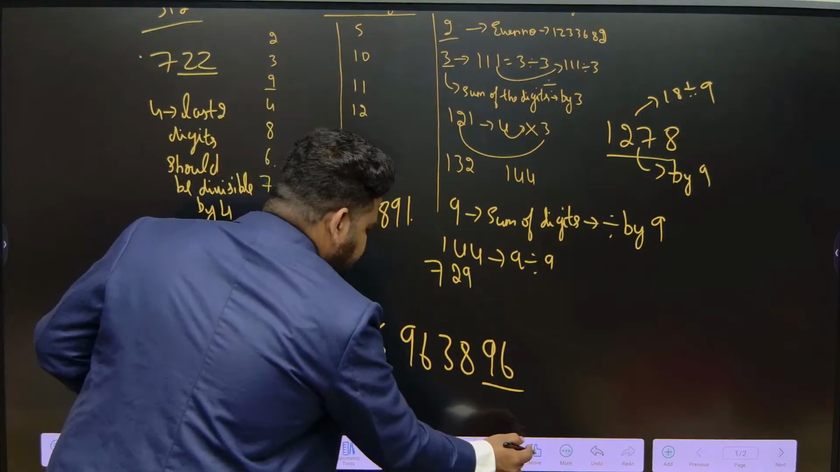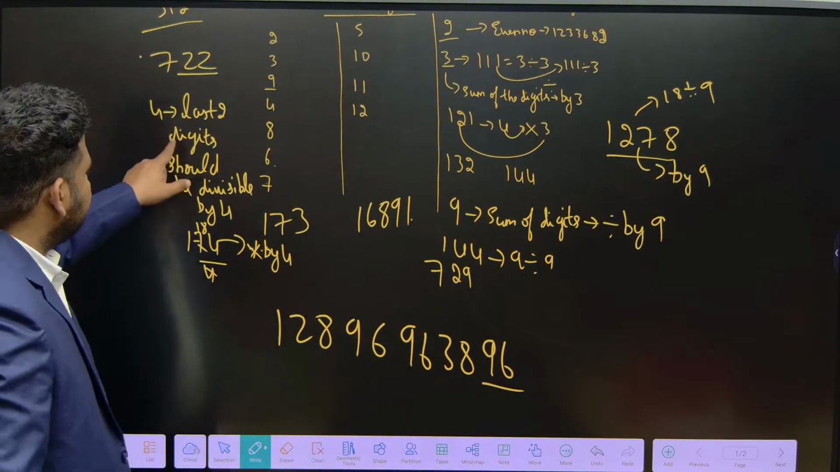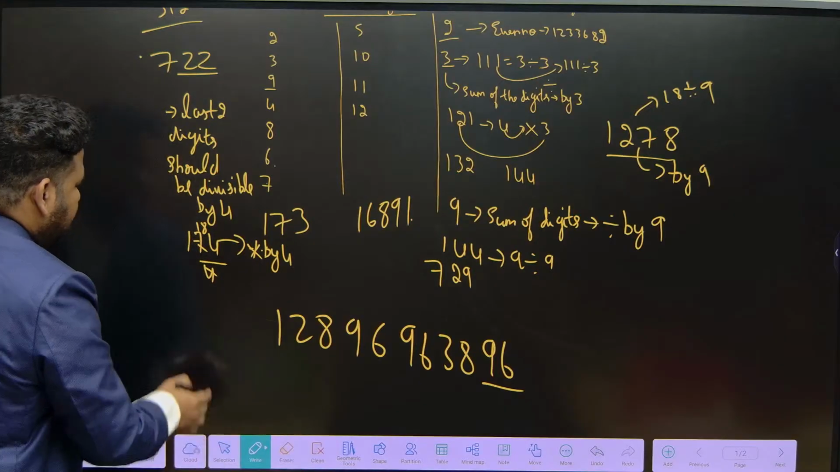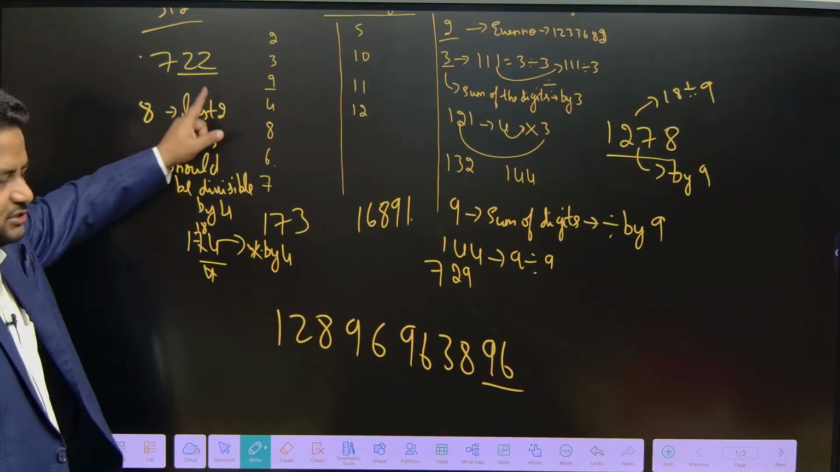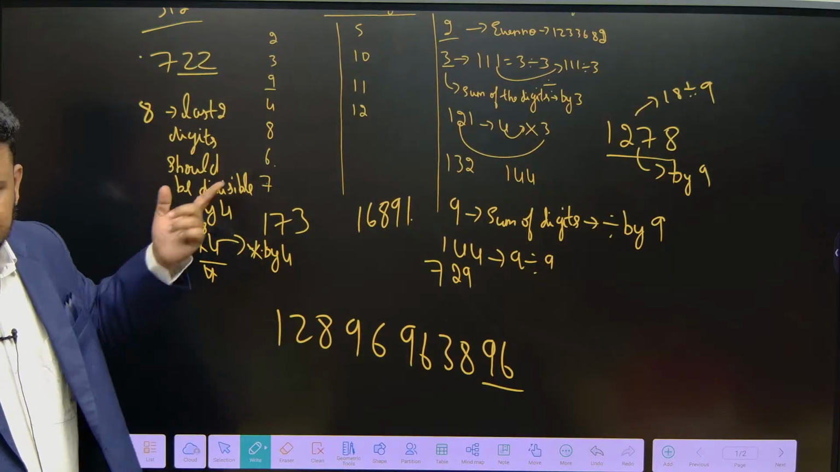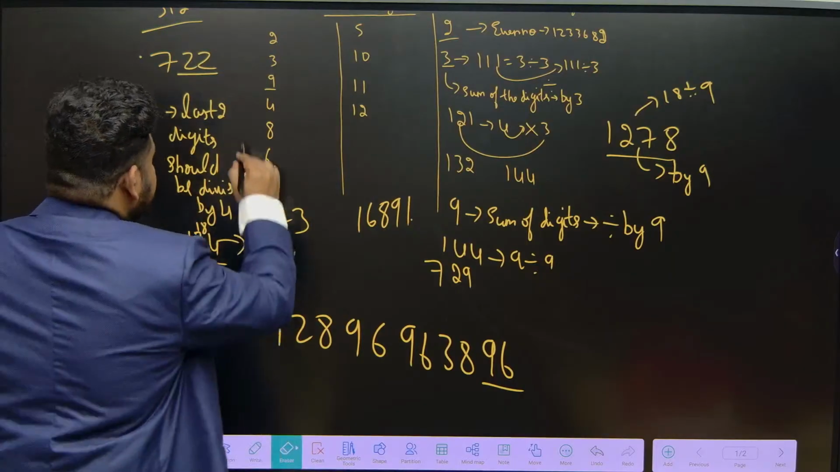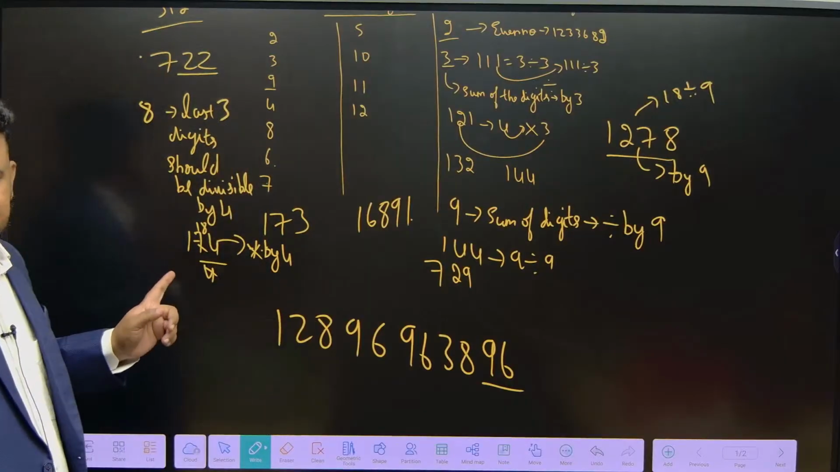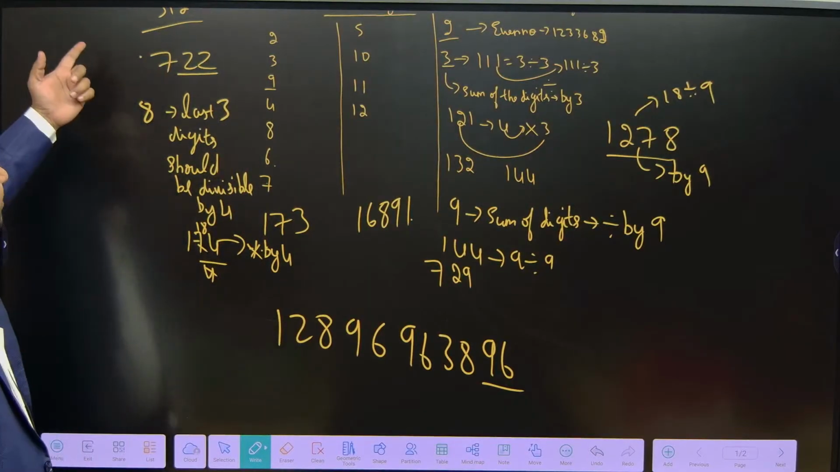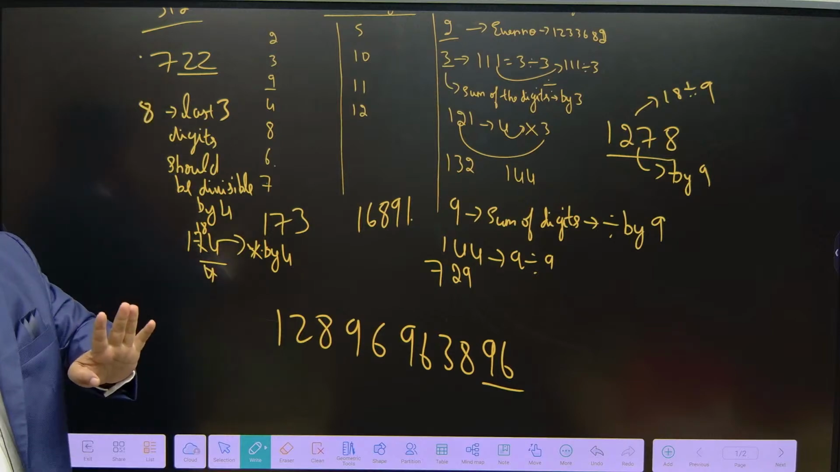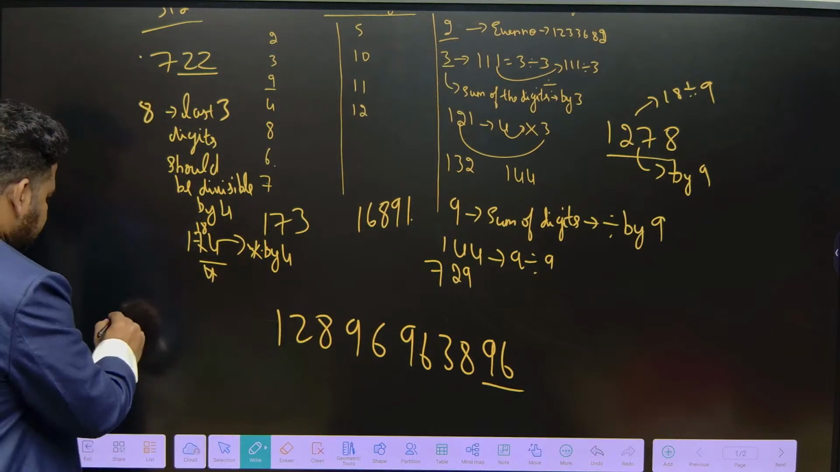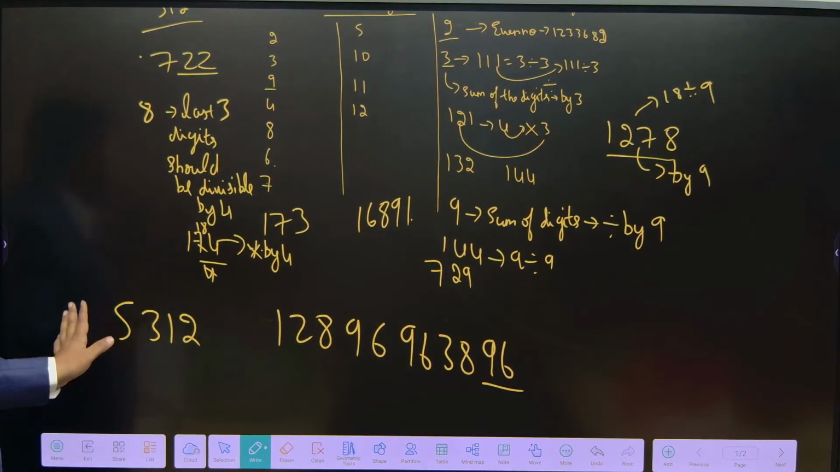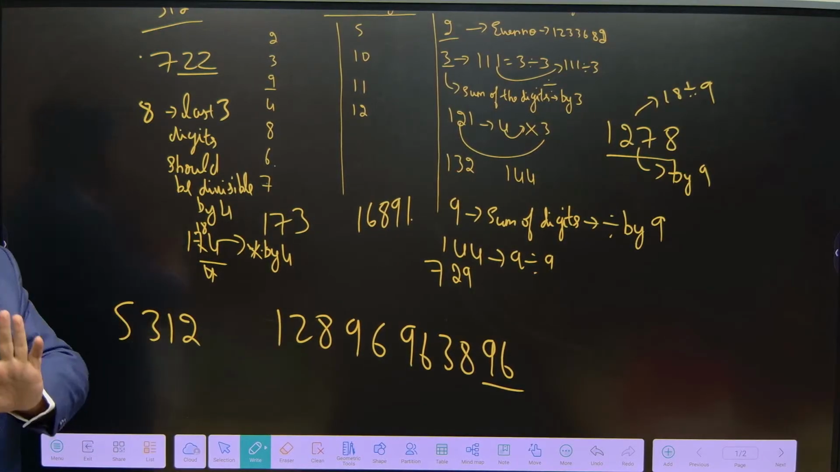Now, let us look at 8. When I talk about 4, we check the last 2 digits. When it comes to 8, it becomes the last 3 digits. Last 3 digits we have to check. The first example I gave for 4 is 312. So let us take 312 only, or let me take 5312. Now to check whether it is divisible by 8, we have to check the last 3 digits.